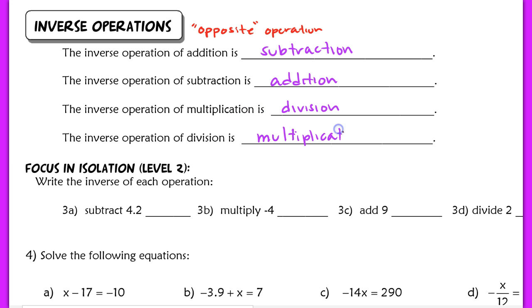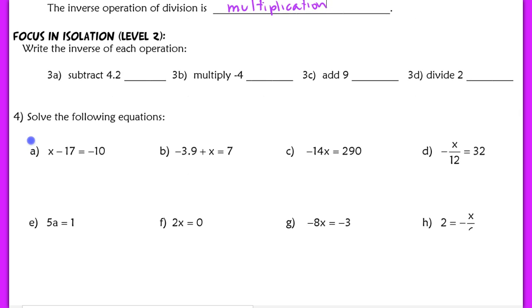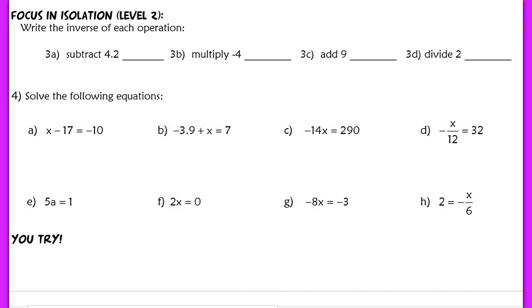So there's going to be a couple questions on your skill sheets like this here, these level 2 questions that say write the inverse of each operation. So when it says subtract 4.2, you're going to do the inverse operation, which would be to add 4.2. So that's actually all I need to do here. When it says multiply by negative 4, then I'm going to divide by negative 4. So I can use that symbol here, or I can show divide by negative 4 just like that. Either way is fine. To add 9, I can subtract 9. The opposite operation of dividing by 2 would be to multiply by 2.